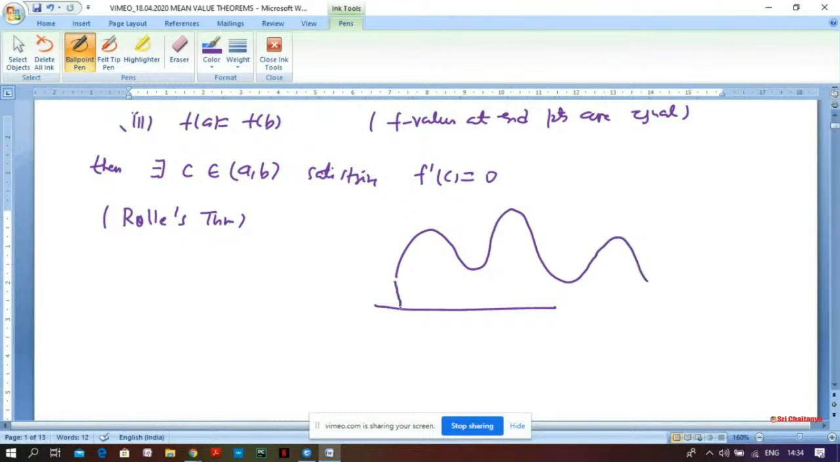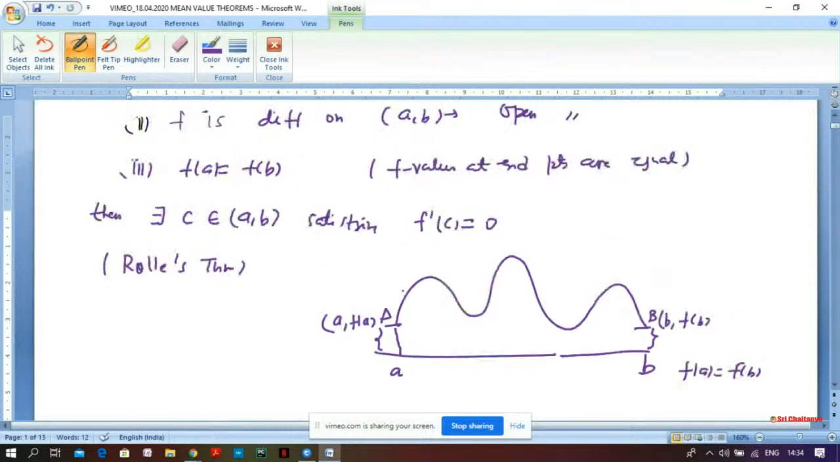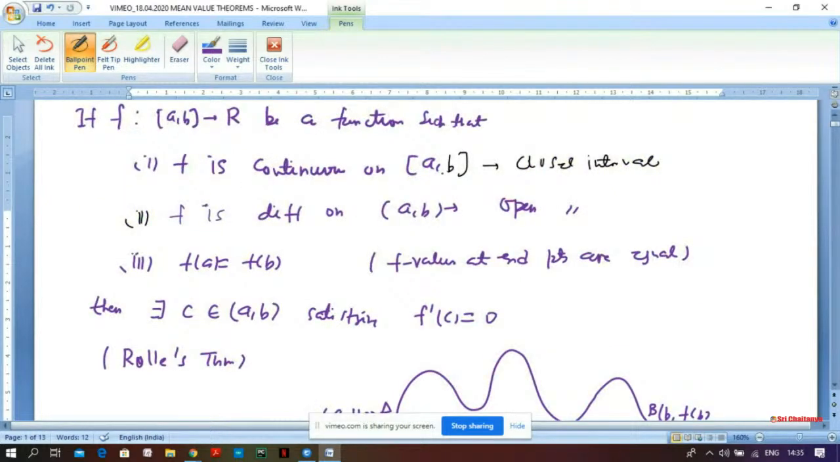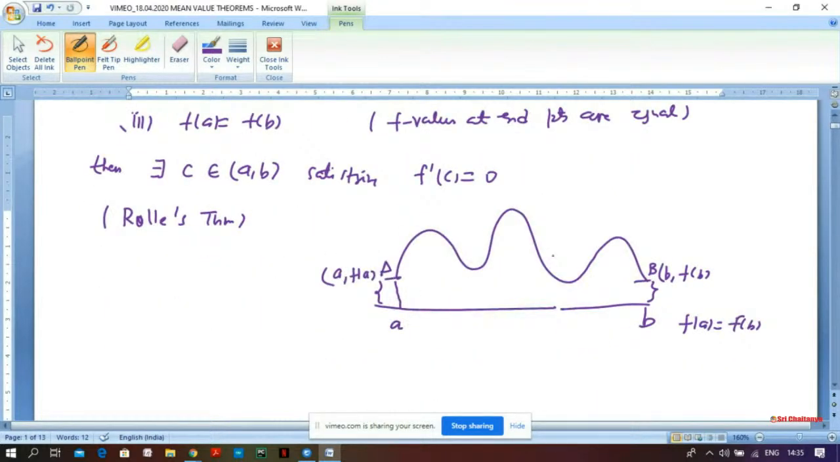So this is point a and this is point b. This height f(a) and this height f(b) are the same. I have not shown the y-axis, it's not needed. So if you are saying that f(a) equals f(b), there are points a and b on the curve. What kind of curve is spelled out by the hypothesis. Continuous on [a, b] means the graph of f is continuous, so you can draw the graph without taking your pen off the paper.